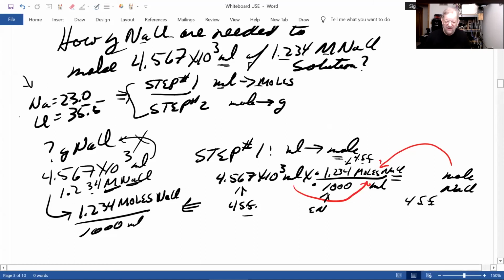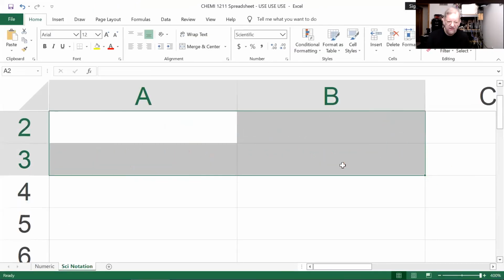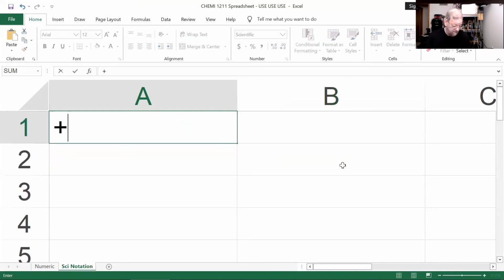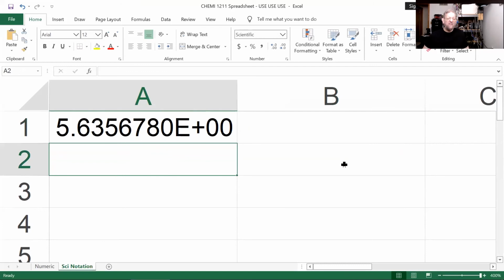And now I'll go to my calculator. That's the number my calculator gives me. I'll let you try first, then I'll do it. Round that off to 4 significant figures.